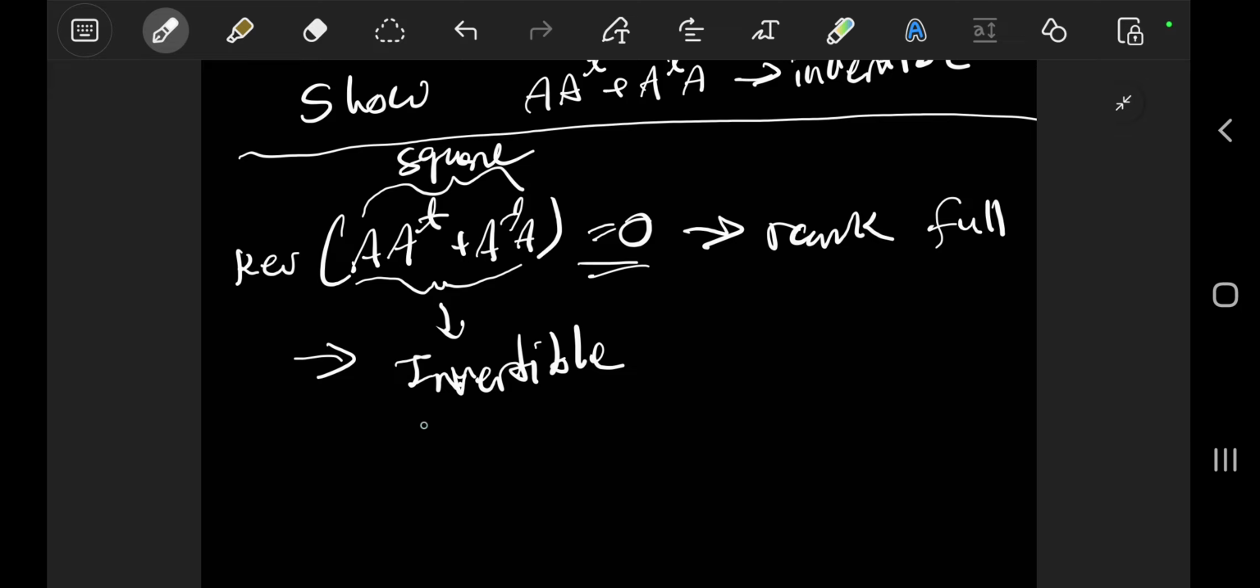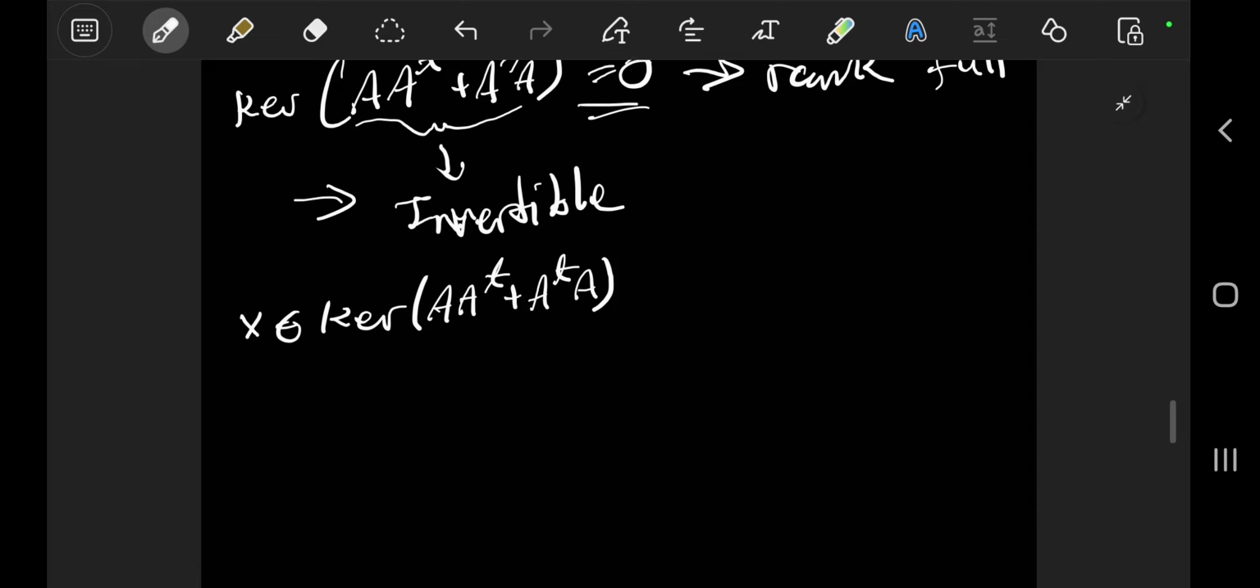So let's show this. Let's take a vector x in the kernel, and we want to show that x must be the zero vector.